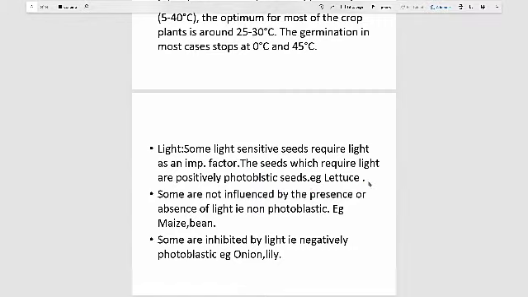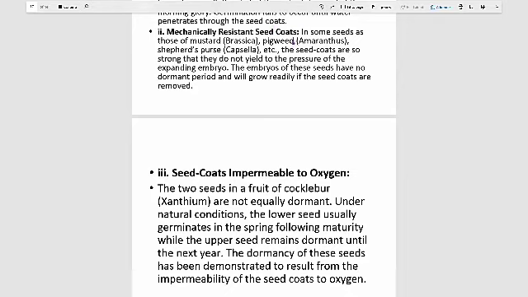Second factor is mechanically resistant seed coats. In some seeds, as those of mustard, pigweed, shepherd's purse, etc., the seed coats are so strong that they do not yield to the pressure of the expanding embryo. The embryos of these seeds have no dormant period and will grow readily if the seed coats are removed.